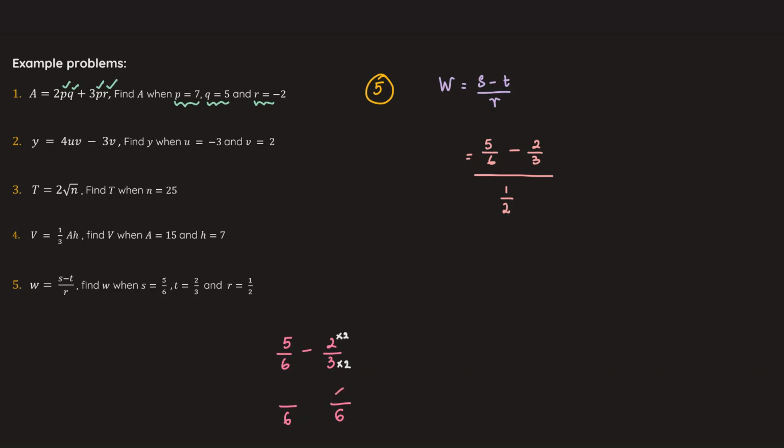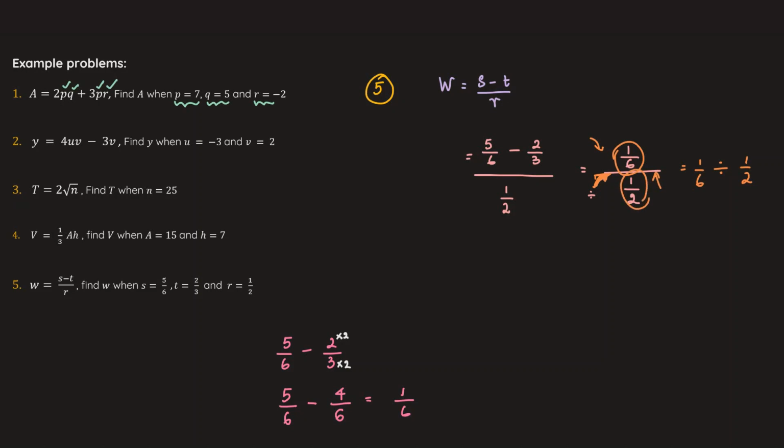So this becomes 2 times 2 is 4. This remains as 5 because we didn't change its denominator. So this is basically 5 over 6 minus 4 over 6, which is 1 over 6. So it turns out to be 1 over 6 divided by 1 over 2. Now if you keep the fractions this way, it's going to be confusing because this is a fraction inside a fraction. So to make this look simpler, I'm going to convert this fraction bar into a division sign. So this can be written as 1 over 6 divided by 1 over 2.